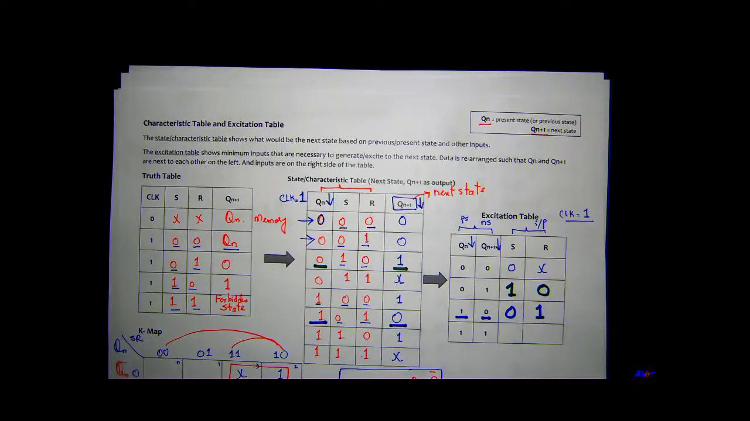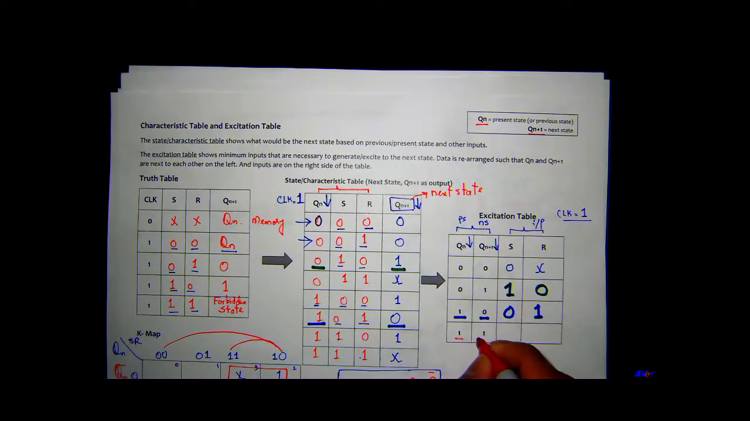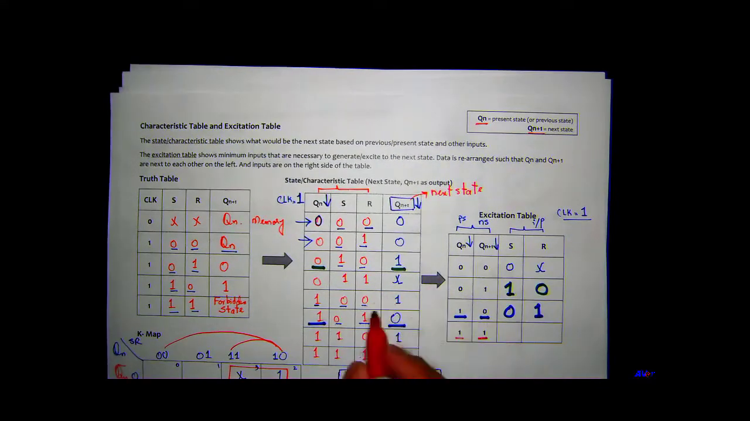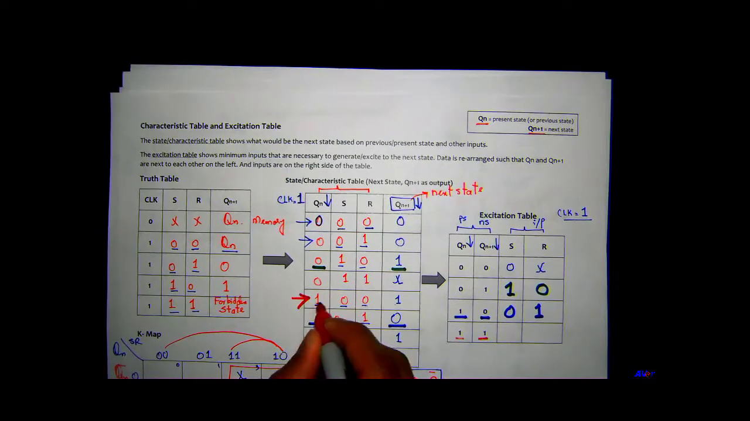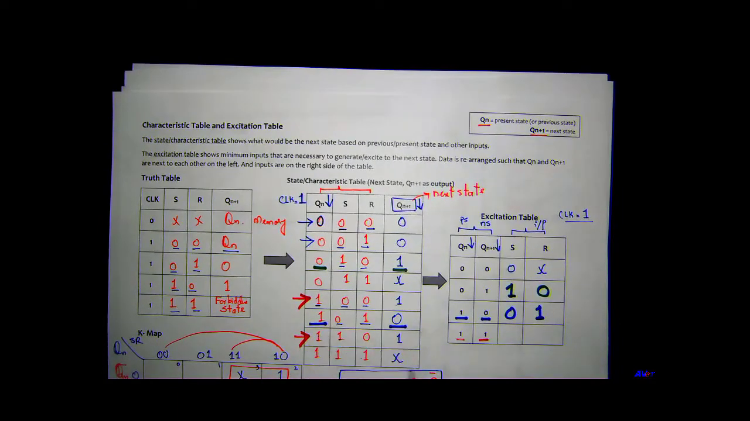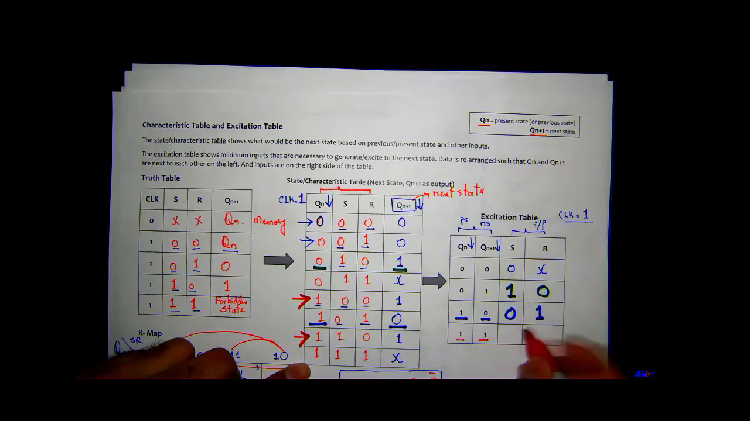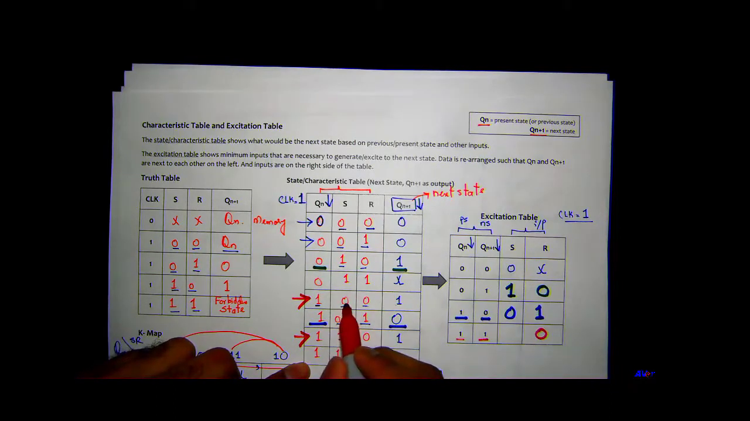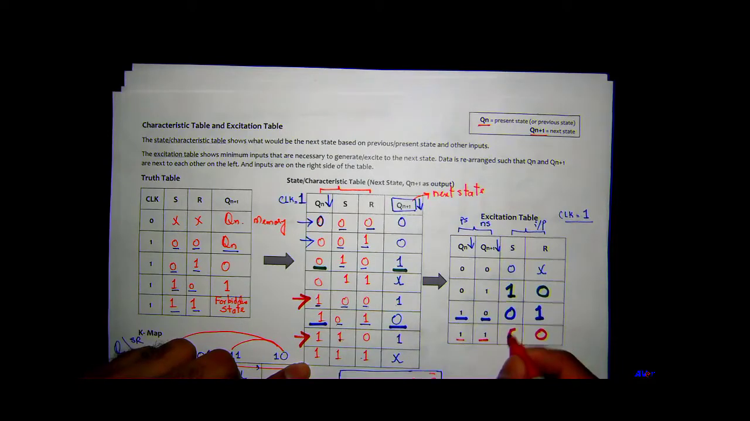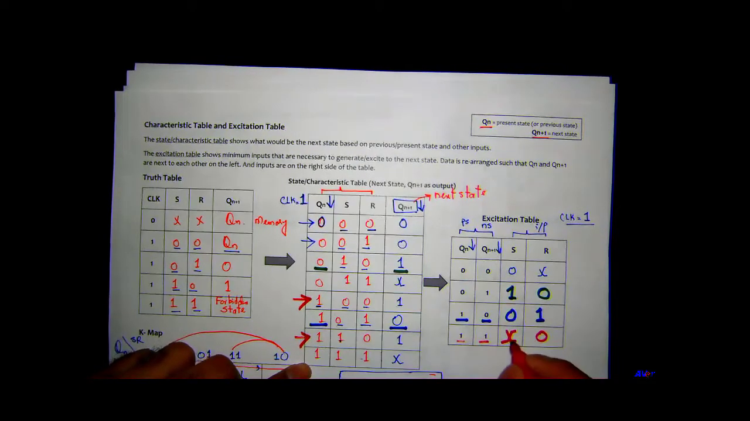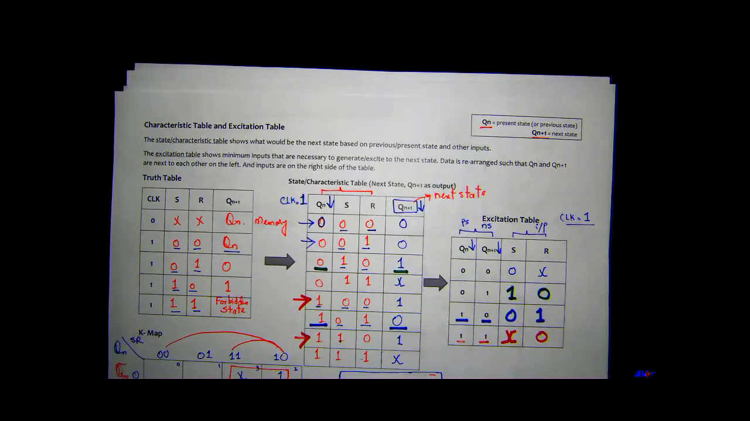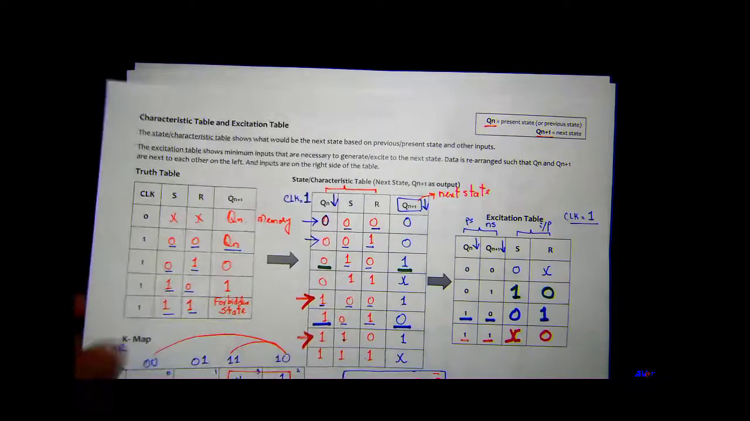And then the last one, when Qn is 1, Qn plus 1 is 1. So we have one situation here, and we also have one situation over here when Qn and Qn plus 1 both are 1. If you look at the S and R inputs, R is 0 in both cases, so R is going to be 0. S is 0 here and S is 1 here, so this is going to be don't care. So it could be 1, 0 or 0, 0. Okay, so we have now finished the excitation table for the SR flip-flop.